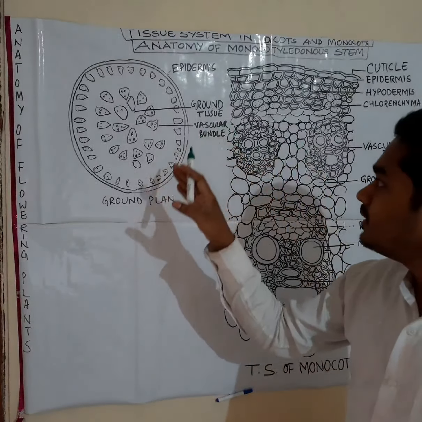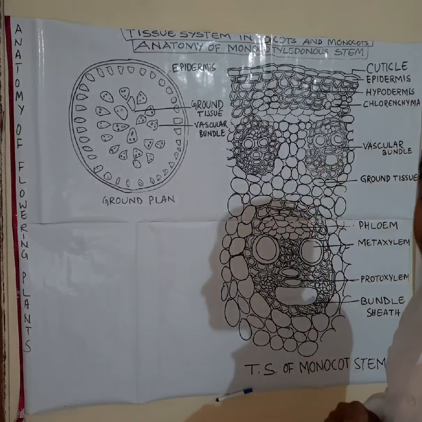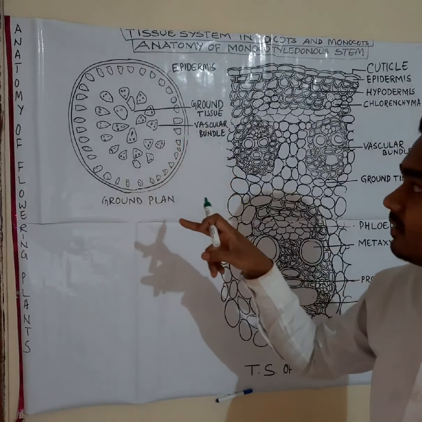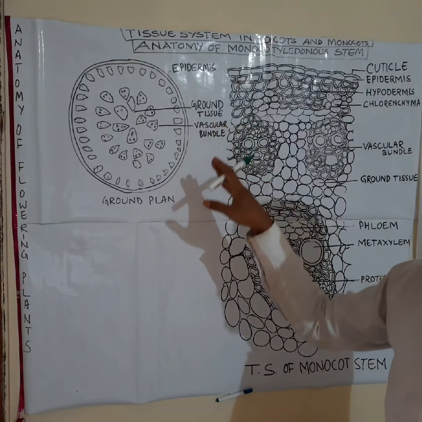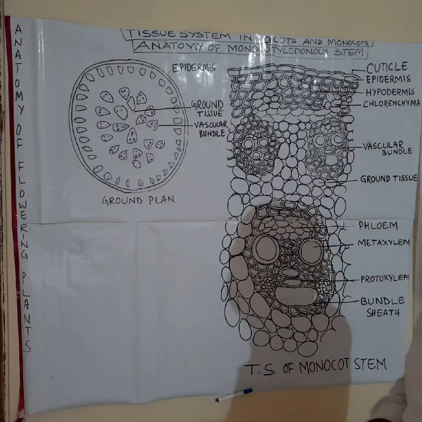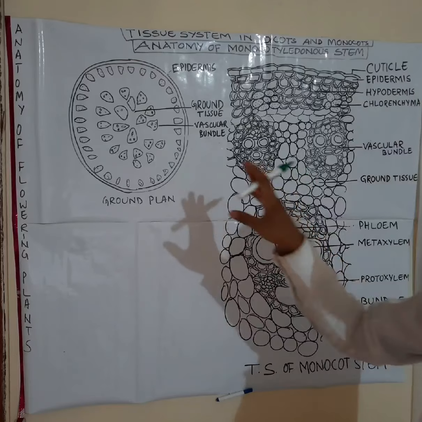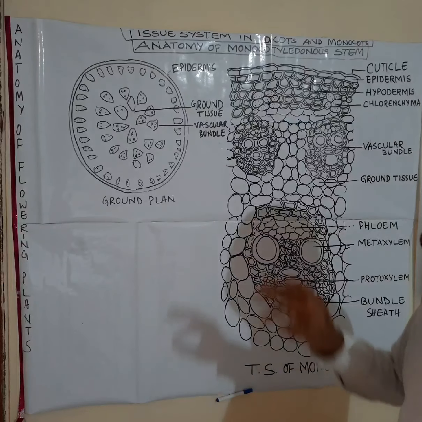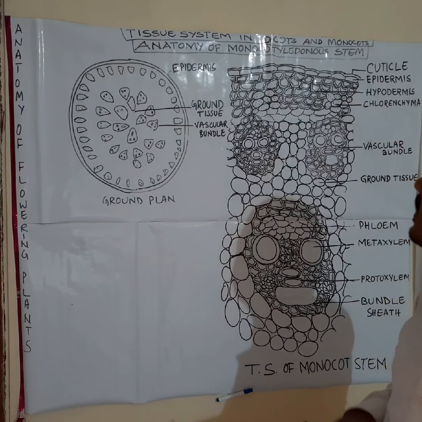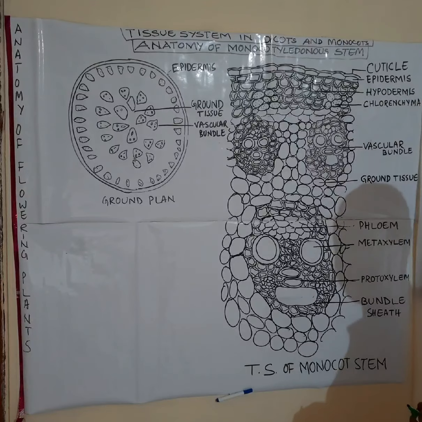If you remember the transverse section and also the ground plan of the dicotyledonous stem, then we have seen that it was present as a ring structure, but here the vascular bundles are not arranged in a ring. That's why they are scattered all throughout the tissues. So this is the main reason why we will not find secondary growth in monocotyledonous stem, as it was in the monocotyledonous root. So this is the ground plan and this is the transverse section of the monocot stem.